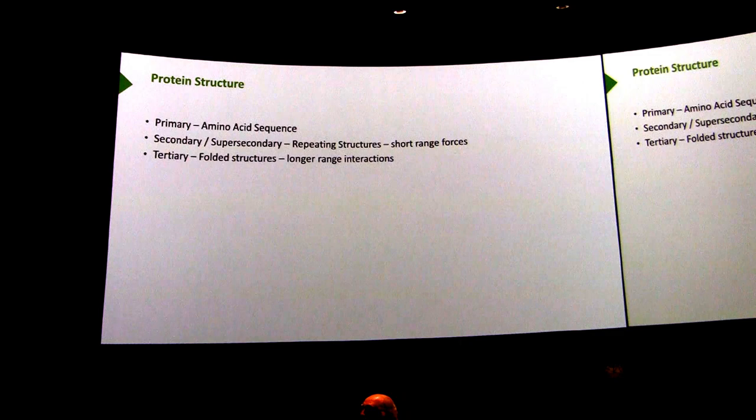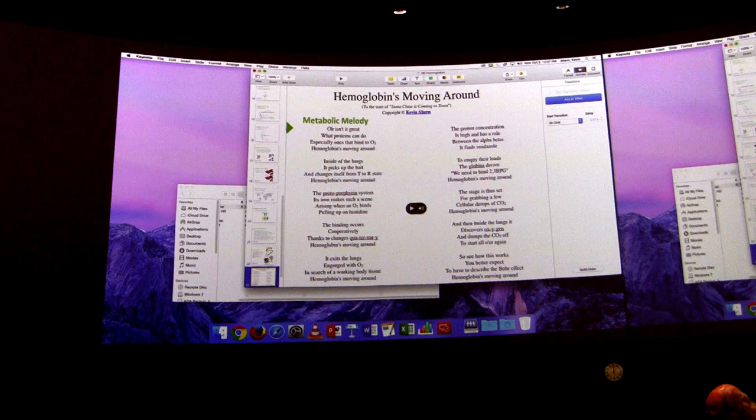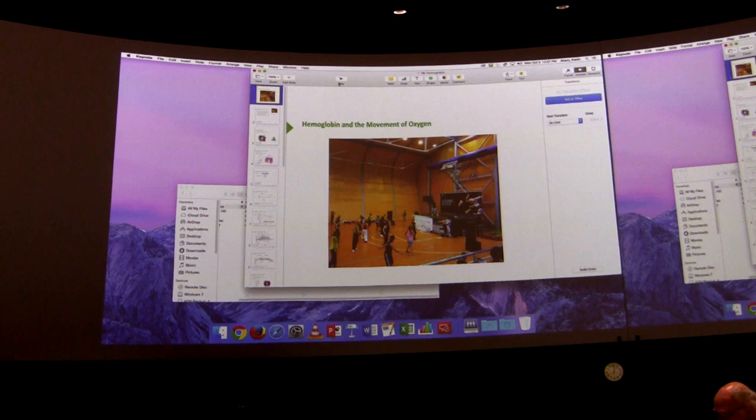Okay, so the metabolic melody there is the one we had last time. We'll stop that one and move on to the next. Any questions before I move on? Questions? Yeah.